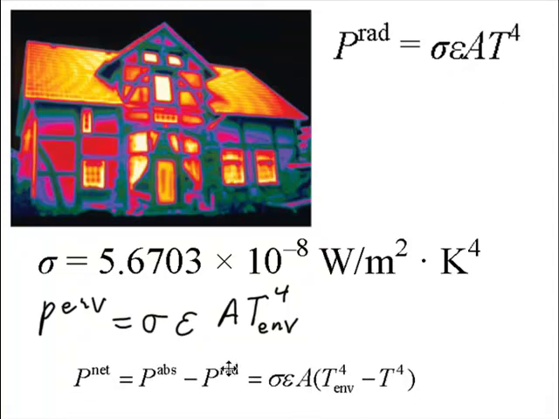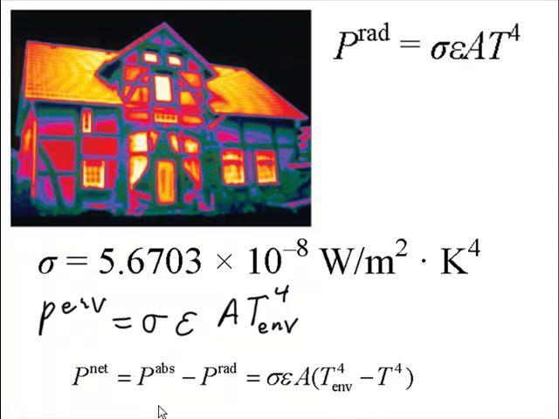is right here. And here we've listed absorption first to say this will be positive if you're gaining energy. If you're losing energy, if you're radiating more than you're absorbing, this will end up being negative. The sigma, the emissivity, and the area are all the same for both absorption and emission. The only thing that's different is your temperature and the environment's temperature. As a result, we've got temperature of the environment to the 4th minus temperature of the radiating object to the 4th.